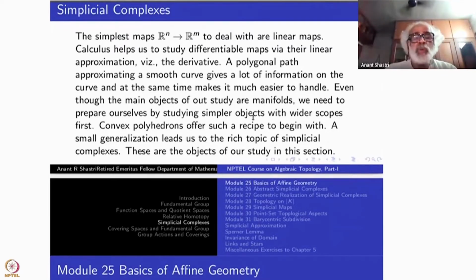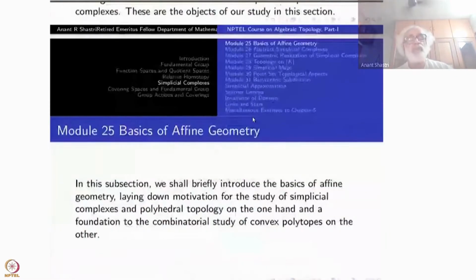We are also going to build up our objects of study, namely what are called simplicial complexes, out of closed simplexes, or more generally what are called convex polyhedrons. So let us understand these objects first in their own way when they are isolated before bringing in simplicial complexes. The key word here is the basics of affine geometry.